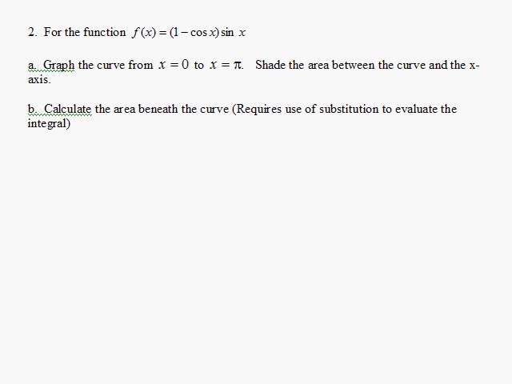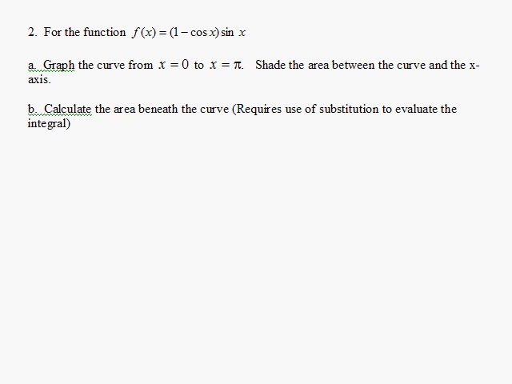The next homework problem looks a little more complicated. You have only one function, and that's 1 minus the cosine of x times sine x, and you need to graph the curve between x equals 0 and x equals pi, then shade the area between the curve and the x-axis. That's the area to compute. Right now you don't know if this function is positive, negative, or if it goes both positive and negative, so that's what graphing the curve will do for you. Then you calculate the area beneath the curve.